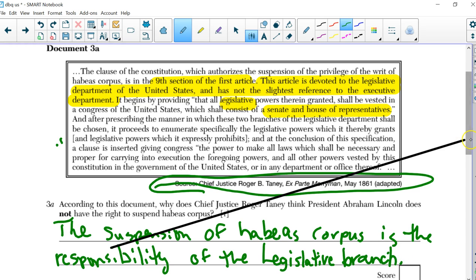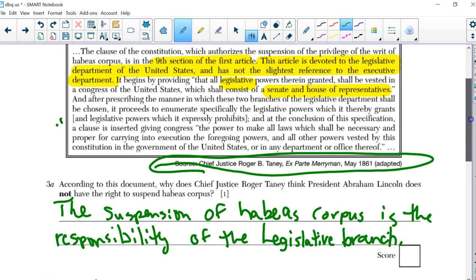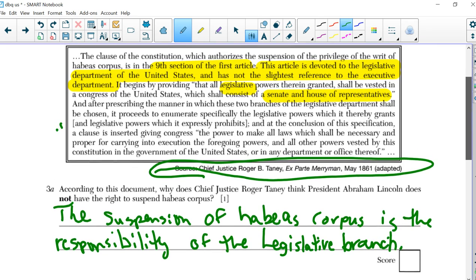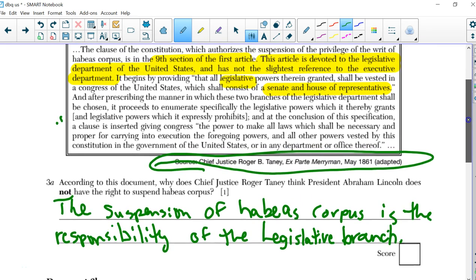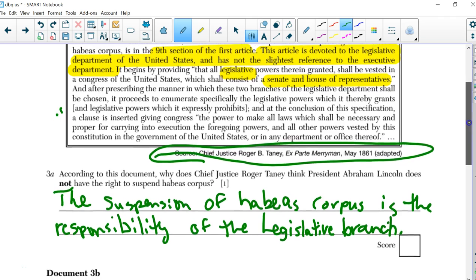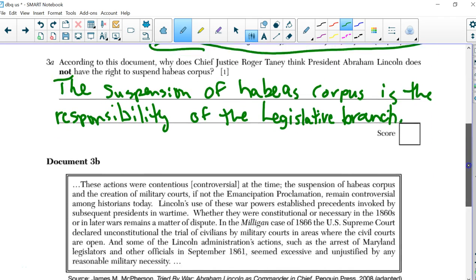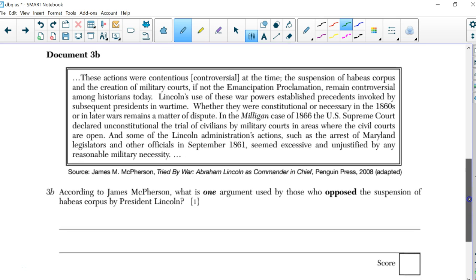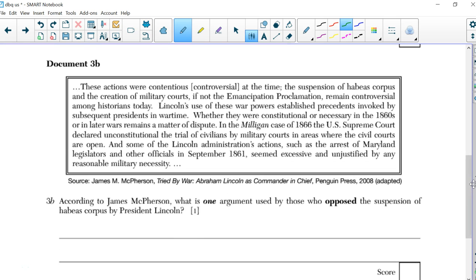He's saying that the president has no right. I don't know why it just did that, but he's saying the president has no right because the Constitution, even though the president's citing the Constitution, says the Constitution doesn't give you that right. It only talks about the legislative branch, not the executive. Okay? All right, so okay.